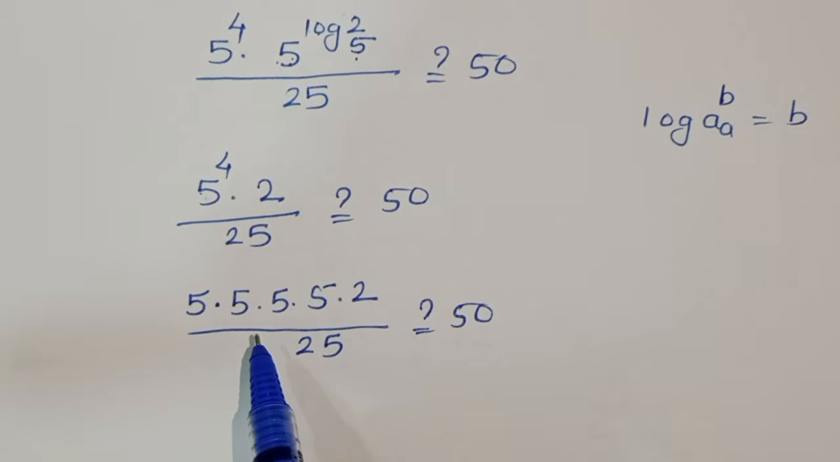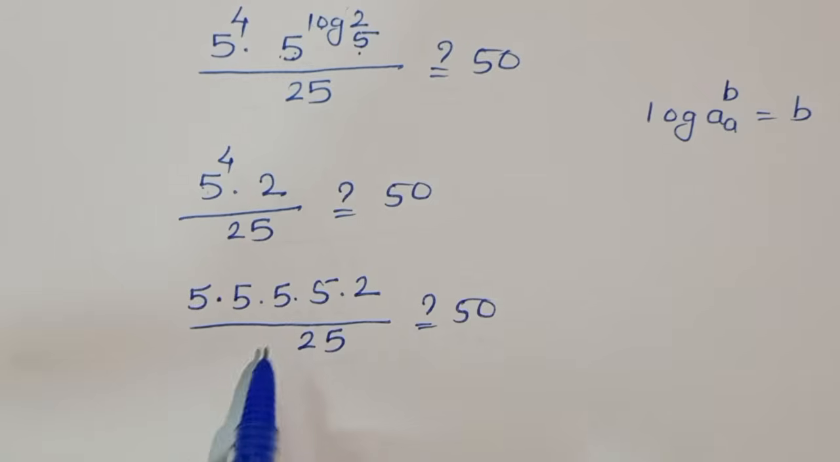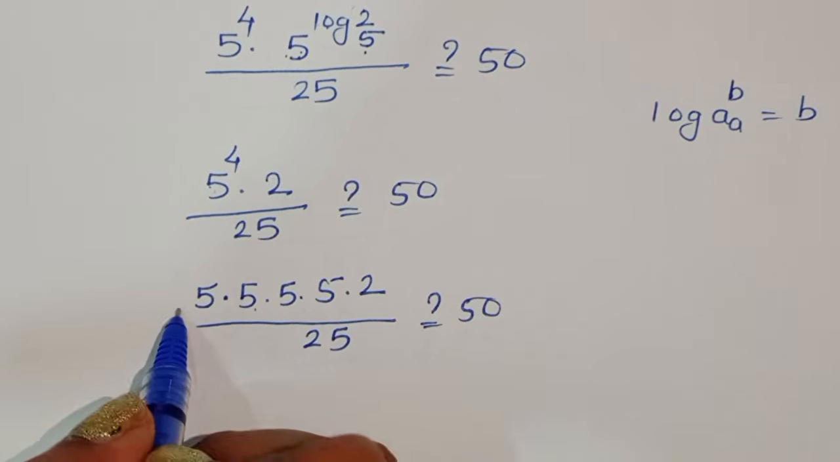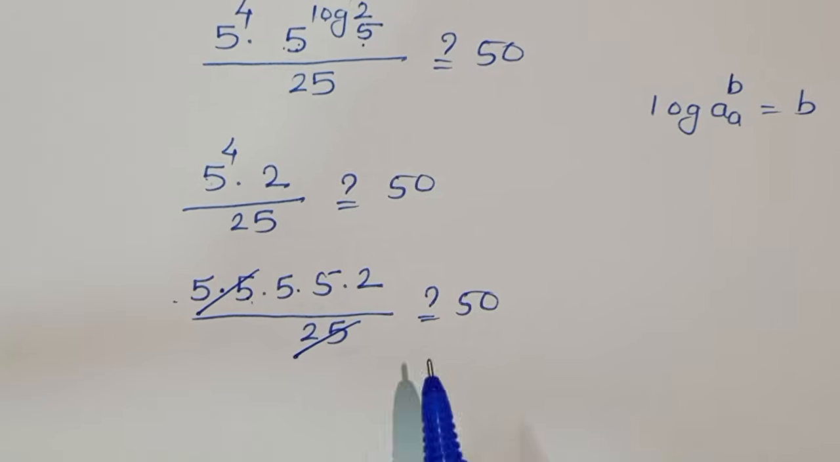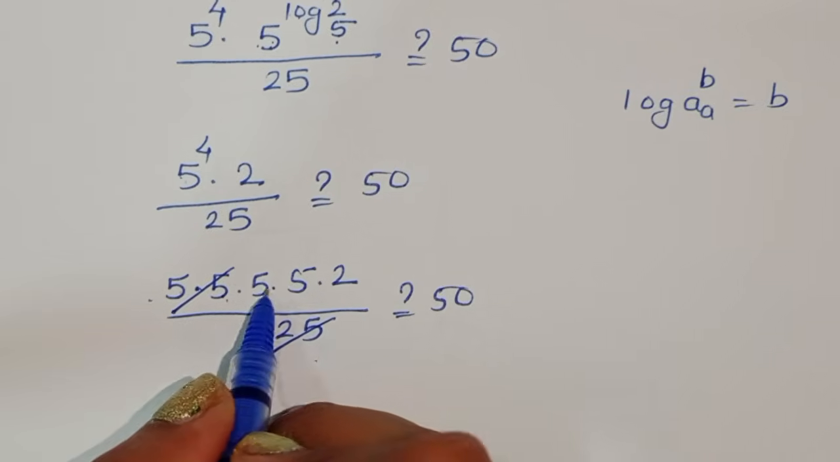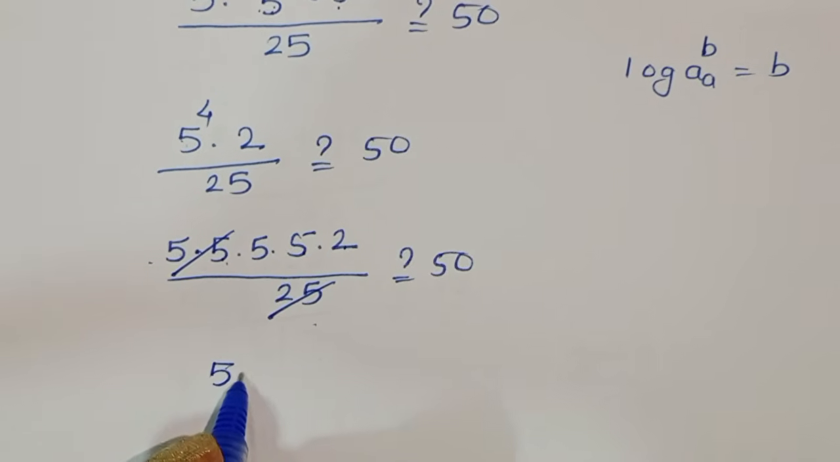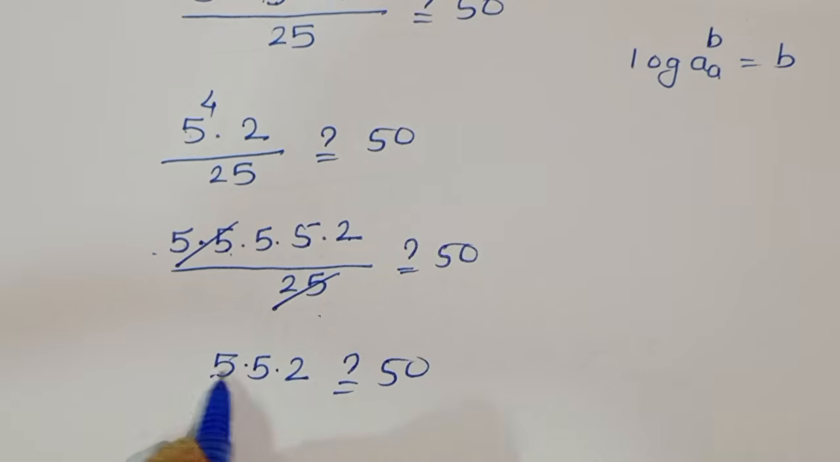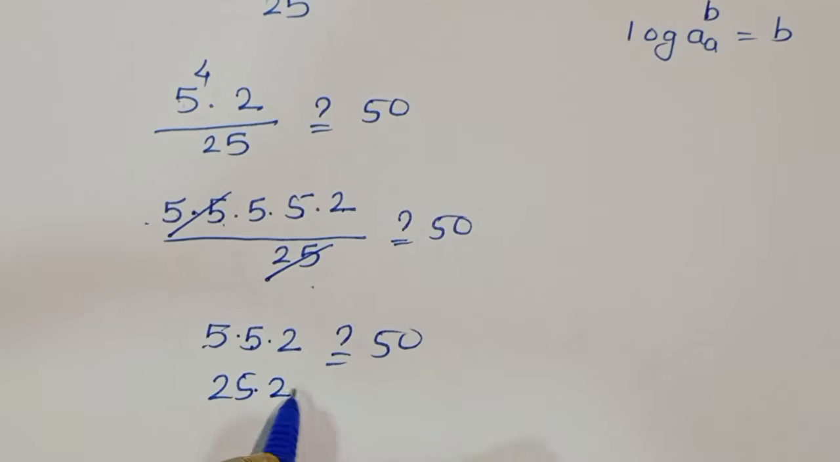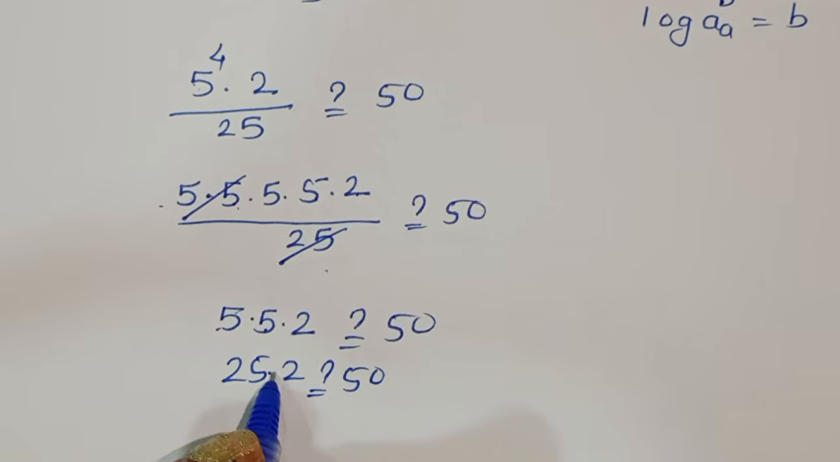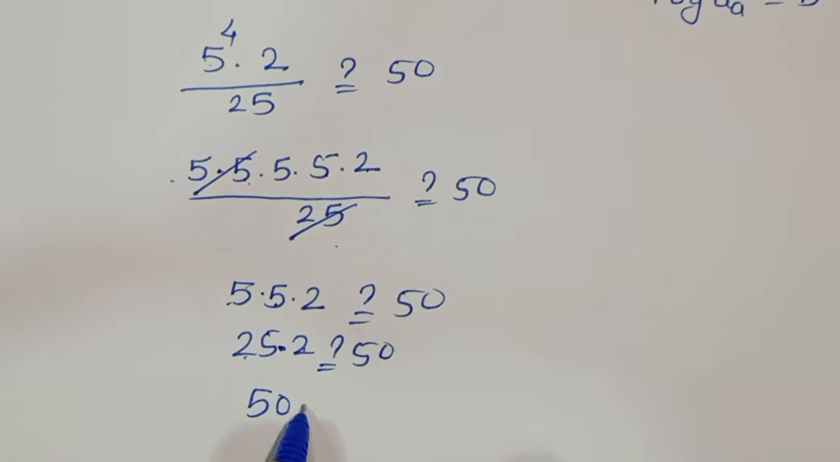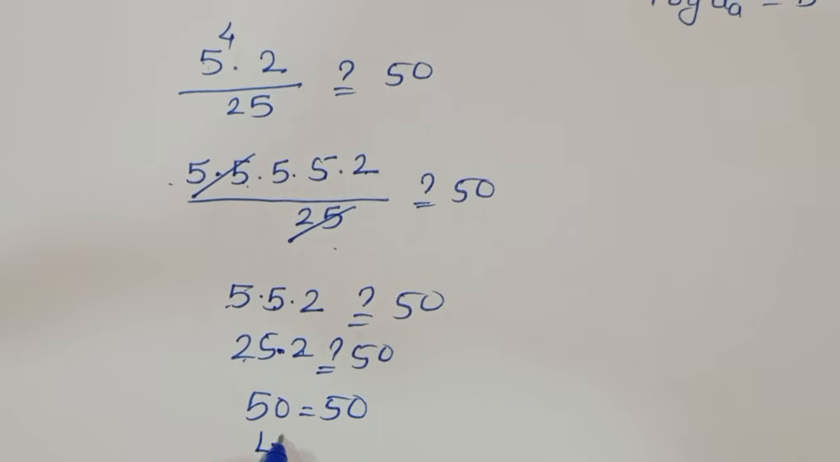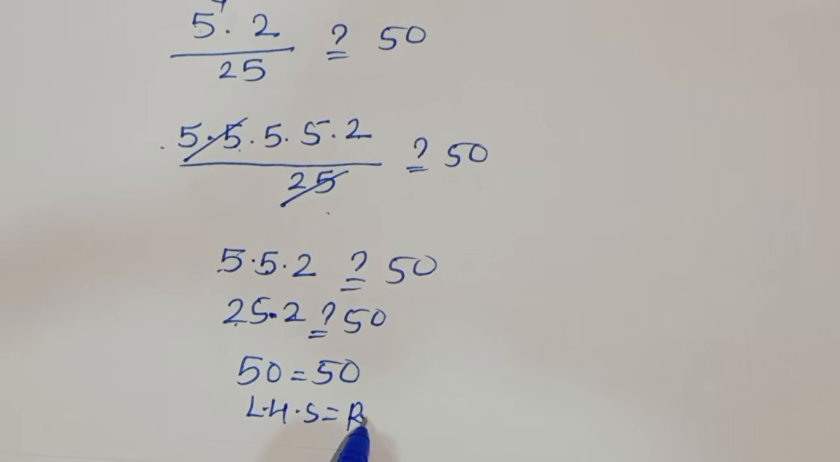So we can write this one. 5 times 5 is 25, and 25 cancels with the 25 in the denominator. Now 5 times 5 times 2, equal to 50? 5 fives are 25, times 2, equal to 50? 25 times 2 is 50, which is equal to 50. So here LHS is equal to RHS.